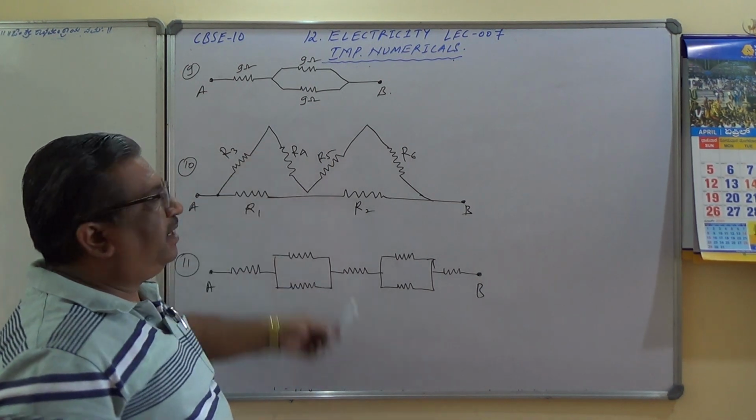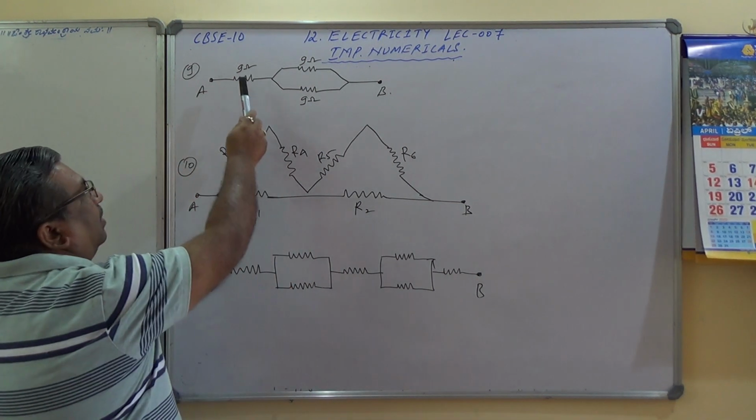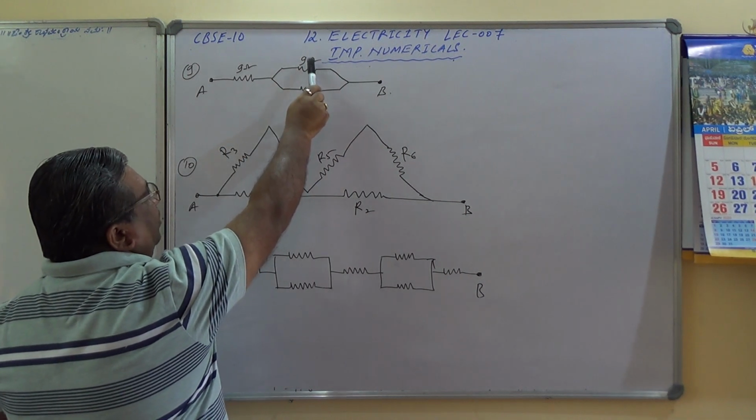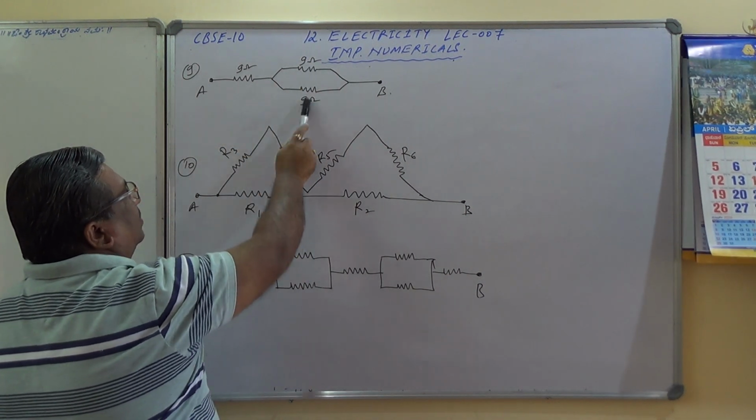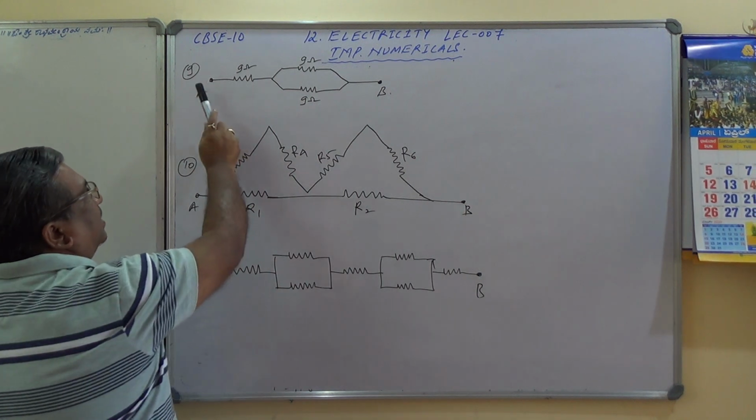A few more circuits have been indicated over here. Let us look at this. 9 ohms connected in parallel combination, 9 ohm here, this one, this one, this one. So what is the effective resistance of this if the PD is applied across A and B?